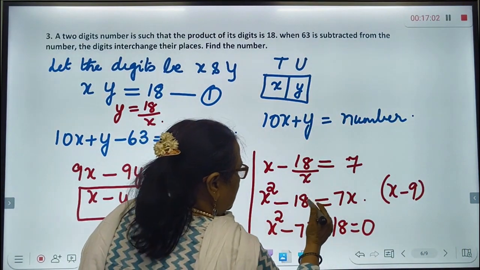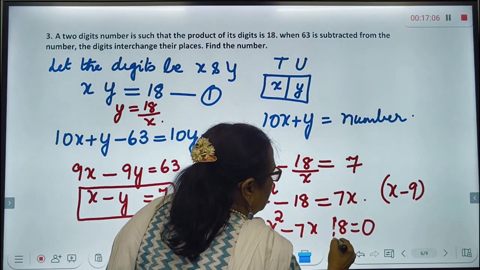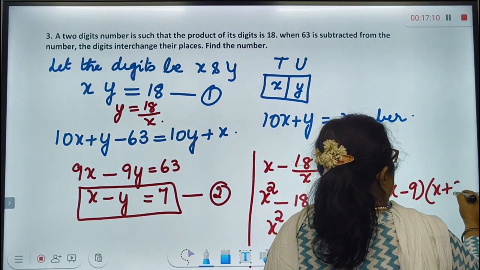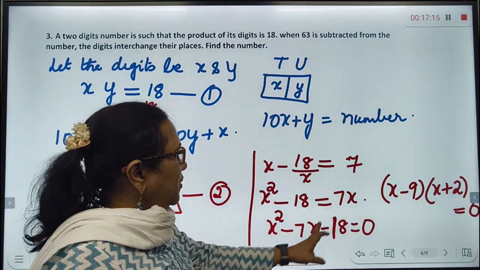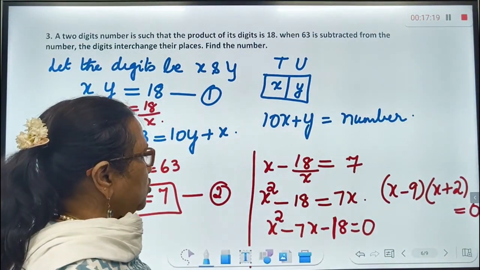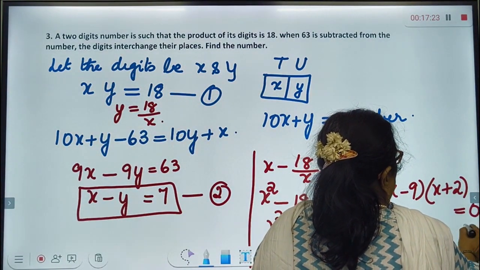Sorry, is it x square minus 7x minus 18? Minus 18 equal to 0. So, x minus 9, x plus 2 equal to 0. Okay, because minus 9 plus 2 is minus 7, minus 9 into plus 2 is minus 18. So, x is equal to 9 or minus 2.